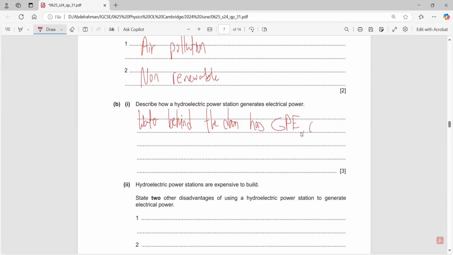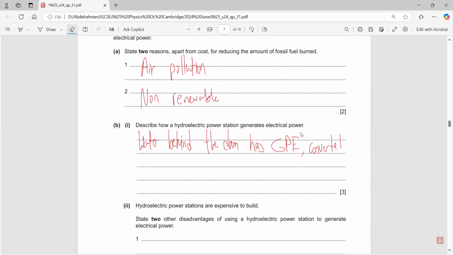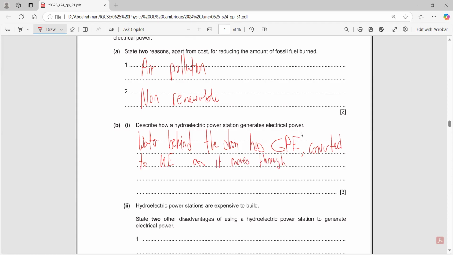Converted to kinetic energy. Yes, thank you. Converted to kinetic energy as it moves through the pipes, which then do what? Which then rotate the turbines, which in turn rotate what?